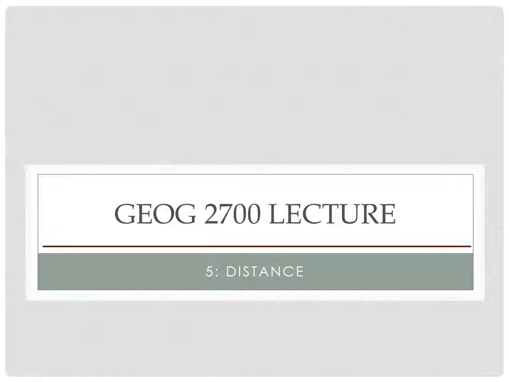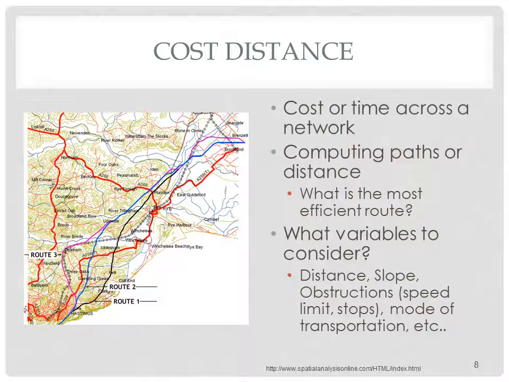Next, we'll take a look at distance. Cost distance is an important factor that can be studied in GIS. It relates to spatial analysis. This involves the cost or time across a network. Paths and distance may be computed in order to figure out what is the most efficient route. Which variables need to be considered? Distance, slope, obstructions, speed limits, stop signs, stop lights, intersections, mode of transportation, etc. All those things are factors that come into this kind of network analysis.